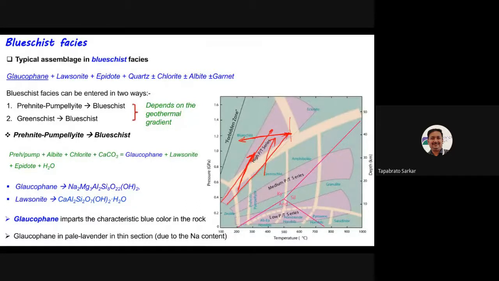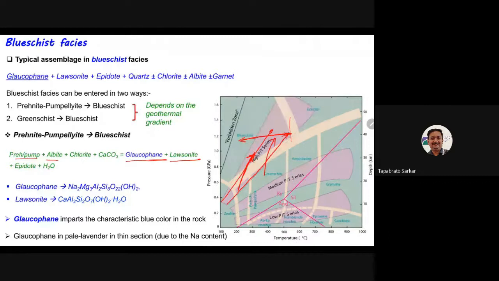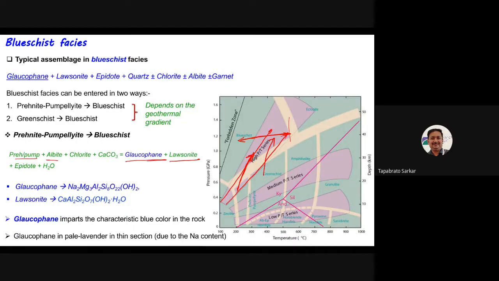So what you see is that again it is amphibole, but a different variety of amphibole. Now, if you look at this reaction, you don't have to really remember it, but the essence of it is that you have prehnite, pumpellyite, albite. This all combines to form the minerals glaucophane and lawsonite, whose formulas are given here. Glaucophane is the sodium, magnesium, aluminum bearing amphibole, and lawsonite is the calcium, aluminum, silicate bearing mineral.